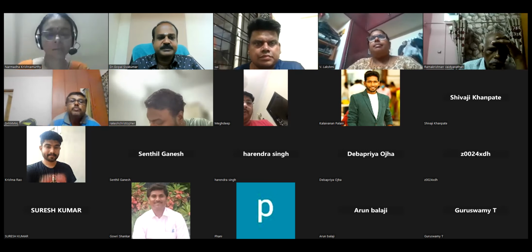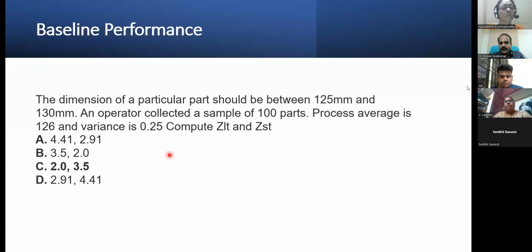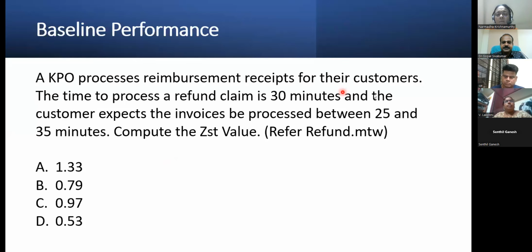We are here now. A KPO processes reimbursement receipts for the customer. The time to process a refund claim is 30 minutes. And the customer expects the invoice to be processed between 25 minutes and 35 minutes. This is only an assumption, right? Normally, customer wants everything below. They don't give a range. But anyway, no problem. So it's an exam sake question. So the customer specification is between 25 and 35.